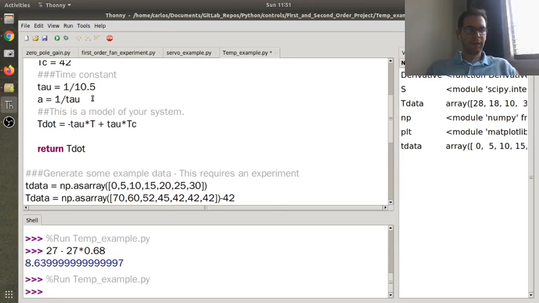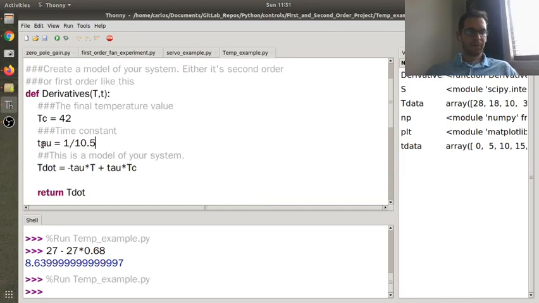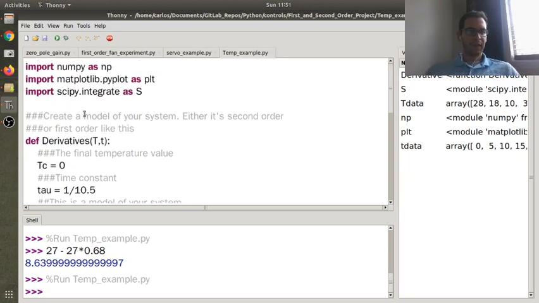That would make sense, right? Because this is in units of 1 over seconds, and this is in units of temperature per second, so this would be temperature, and that would be temperature per second. That would make more sense there. So my final temperature is zero. And by the way, here are my imports. I'm importing NumPy, matplotlib to plot, and scipy.integrate.